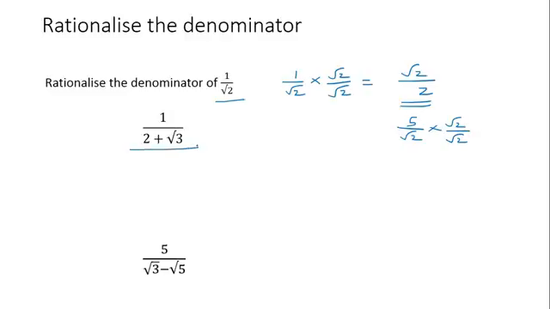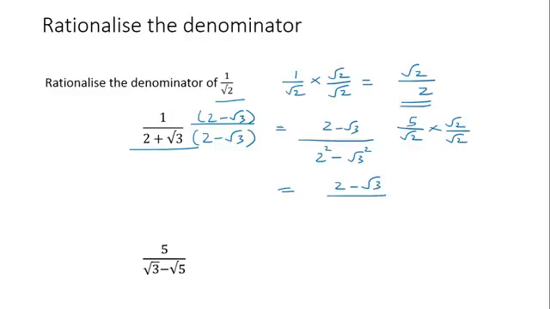Now let's consider another example, 1 by 2 plus root 3. If you are asked to rationalize the denominator, here you have to multiply both sides by 2 minus root 3. You'll get (2 minus root 3) divided by (2 plus root 3) into (2 minus root 3). So this is of the form (a plus b) into (a minus b), so it's a squared minus b squared, or 2 squared minus root 3 squared. That simplifies to (2 minus root 3) divided by (4 minus 3), which is 1. So that's just 2 minus root 3.